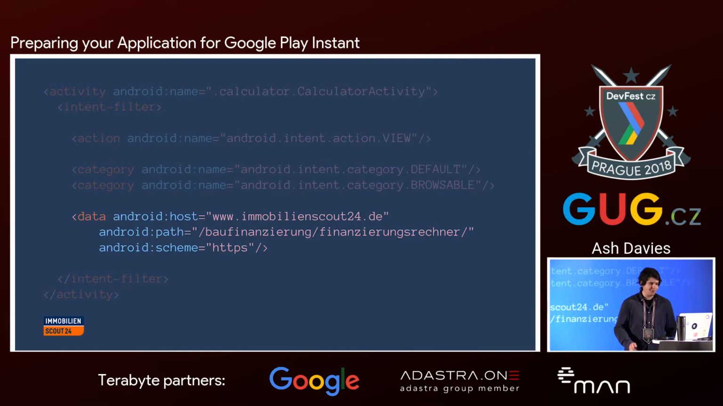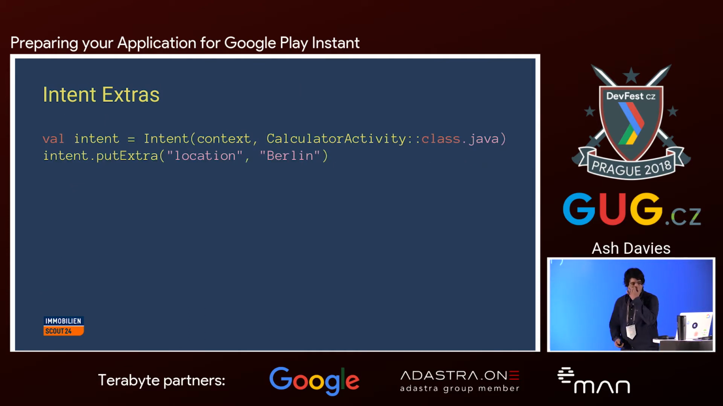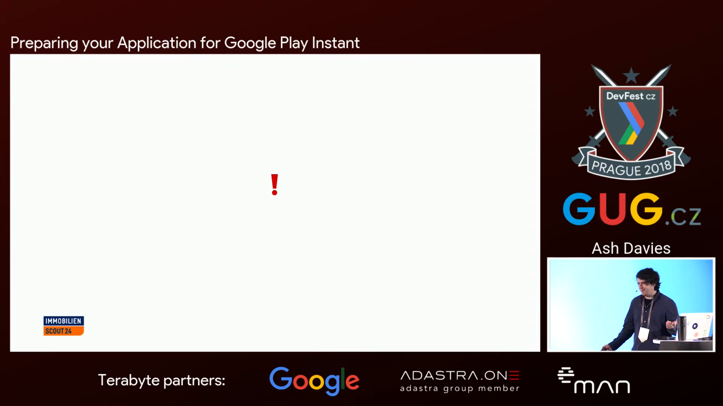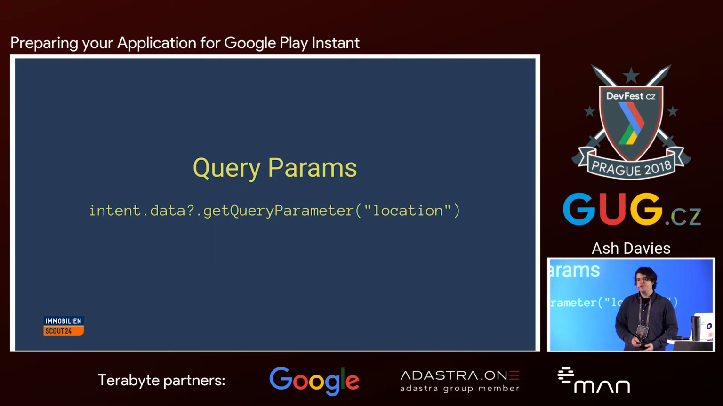You might also be experienced with adding intent extras when you're addressing your activities. Of course, you can't do this either. So how do you pass parameters to your activity? Because surely you don't want just a cold start. You can use query parameters as you would with a URL, the same as where you might have your typical GET parameters. You can also access parameters that are part of the URL itself using the data on the intent.